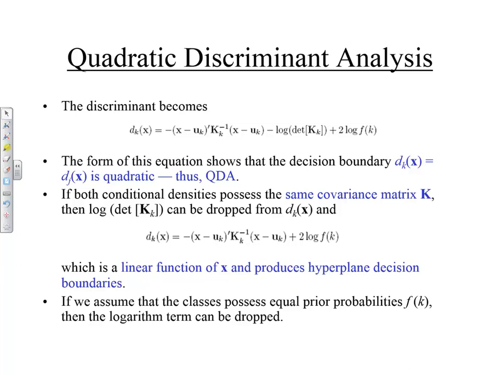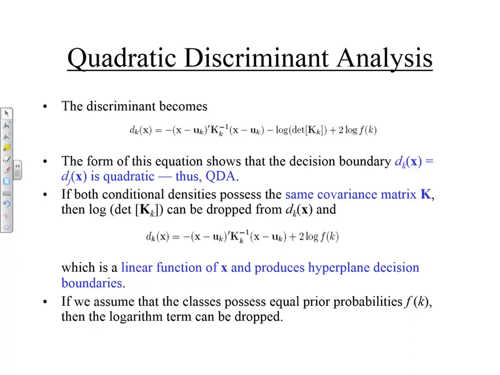I mean, that's the border, right? So the decision boundary is clearly quadratic because you have x transpose some matrix x. That's a quadratic function, which is why this is called QDA, or quadratic discriminant analysis. It has some assumptions, like you are assuming that for each class, the density of the feature vector is normal.